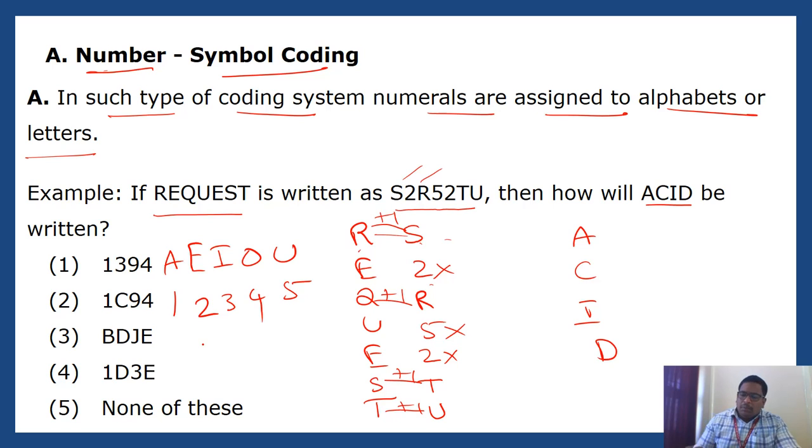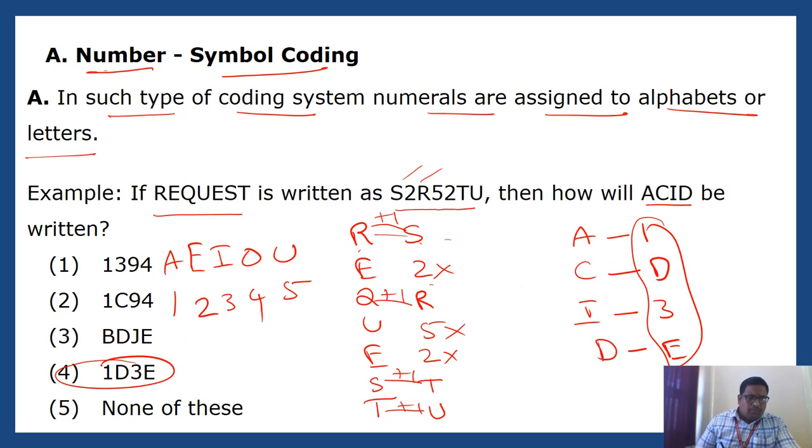Same logic, try to implement for acid. So here A, you should not write B because A is a vowel, so write 1. C is a consonant, D. I is again a vowel, 3. D is a consonant, so it becomes E. Answer is 1D3E, option 4.